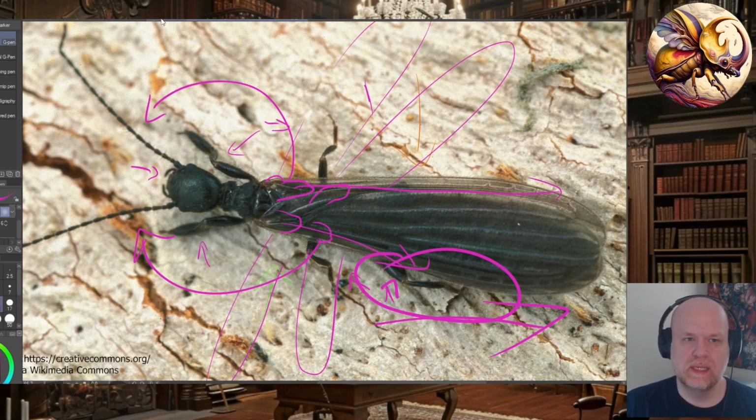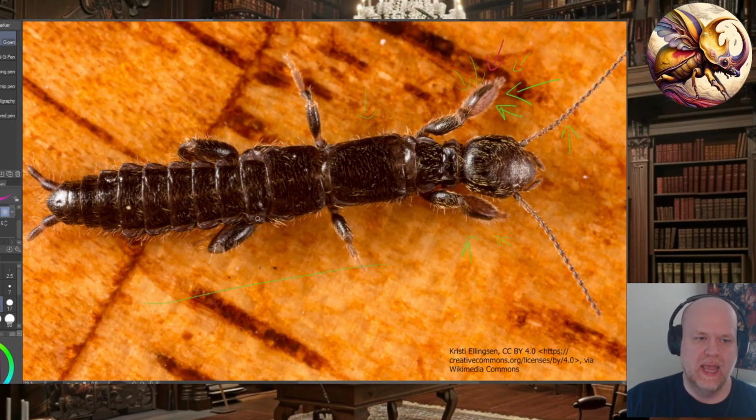And then their cerci on their back are two-segmented, so back here. And in the males, these cerci are sometimes asymmetrical, so it'll be two on one side, one on the other.